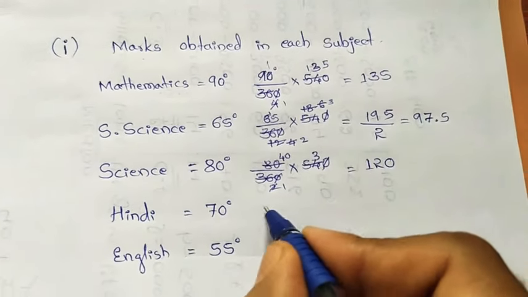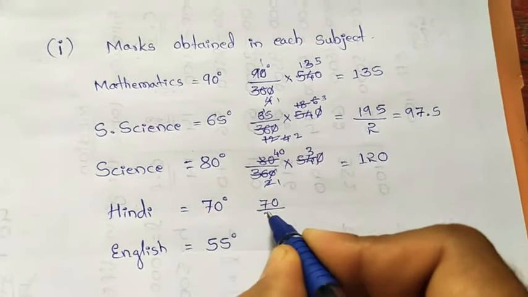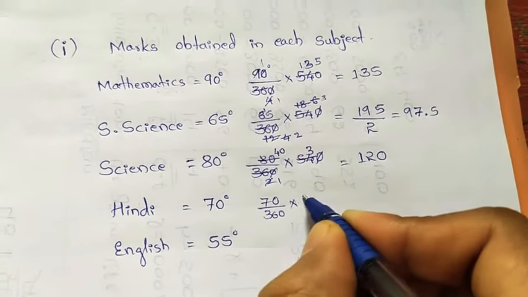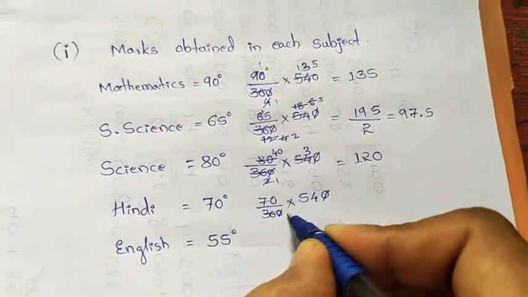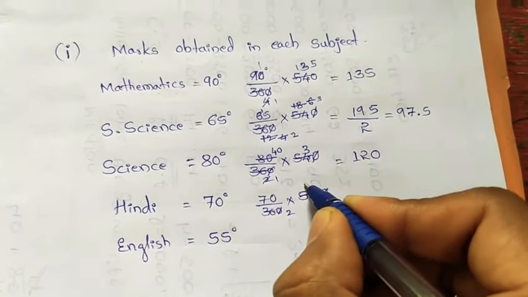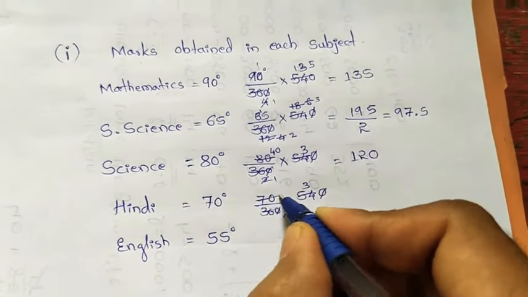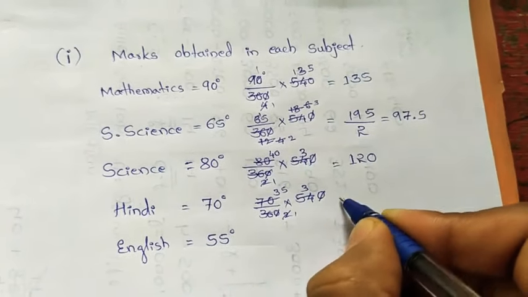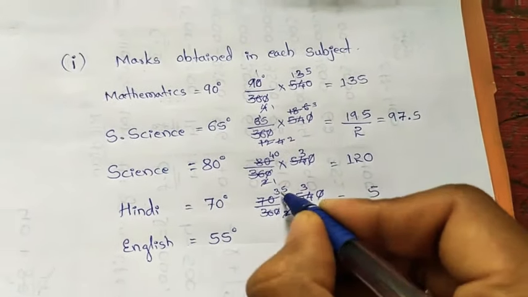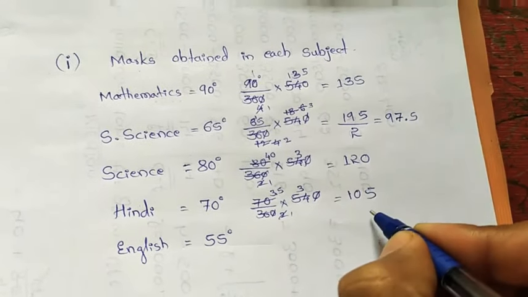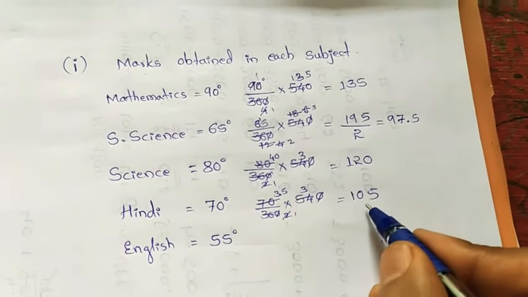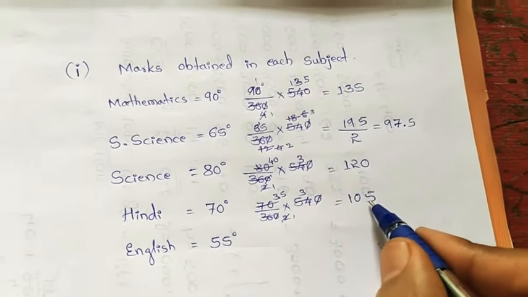Next 70. 70 divided by 360 into 540. 0 0 get cancelled. 2s are 18, 3s are, 2 1s are 2, 35. See here, 3 5s are 15, carry 1, 3 3s are 9, 9 plus 1, it will be 105. So in Hindi we got 105 marks.